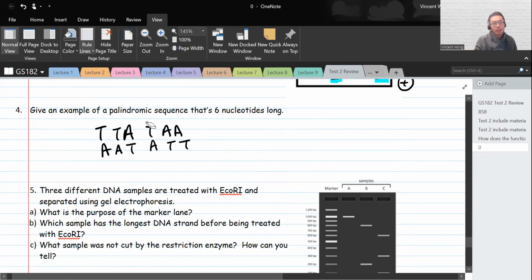On the test, I'll give you a sequence, just one side, and ask whether this is a palindromic sequence. There will be options like A, B, C, D, E, and you will have to find the palindromic sequence. If you have a hard time trying to do it in your head, just write out the complementary strand and see for yourself. Okay.